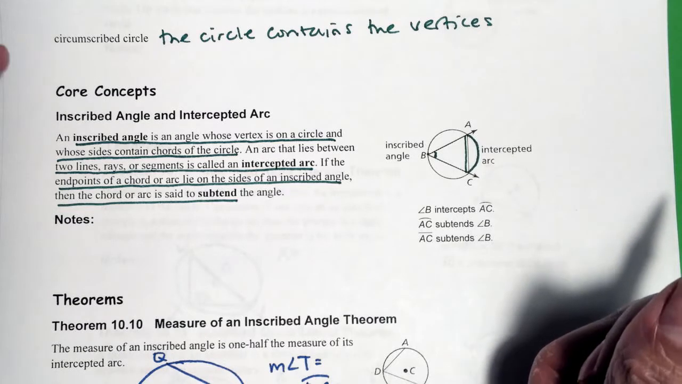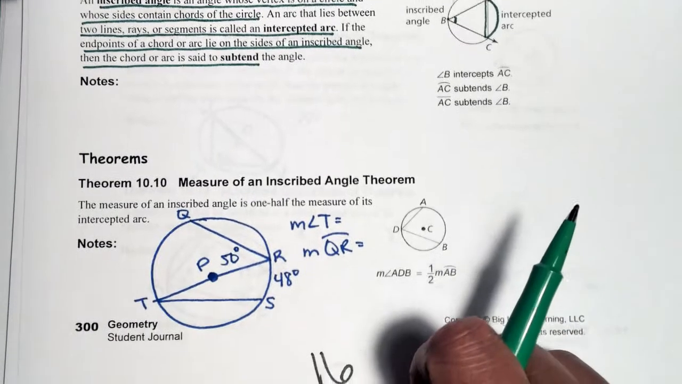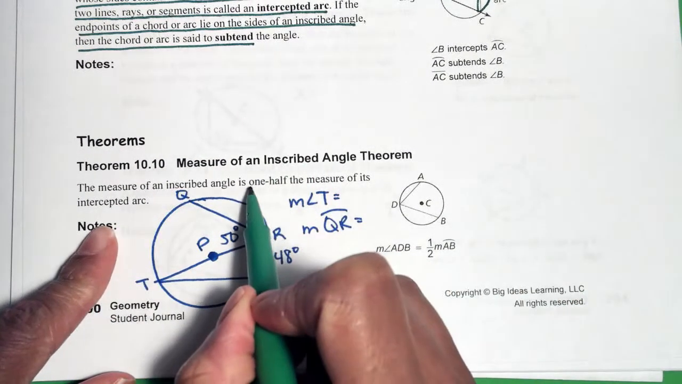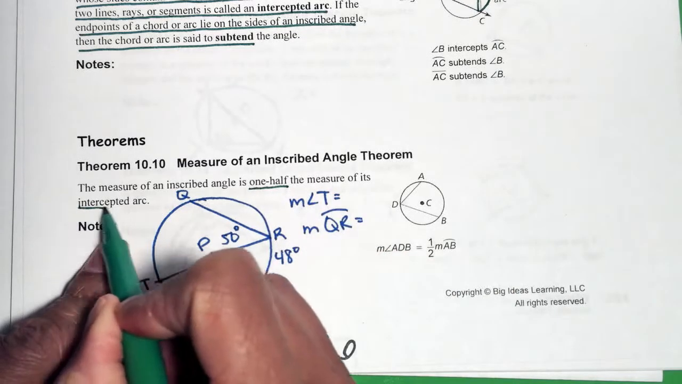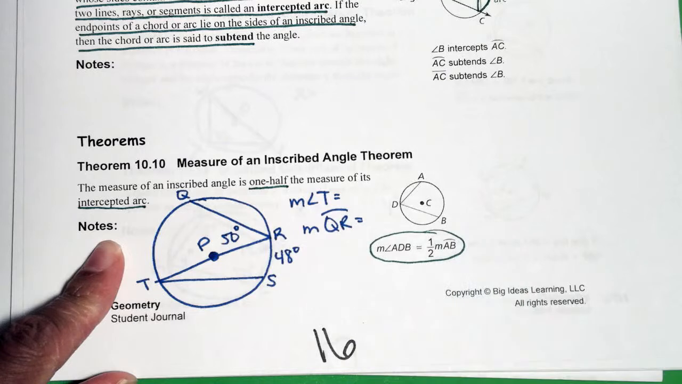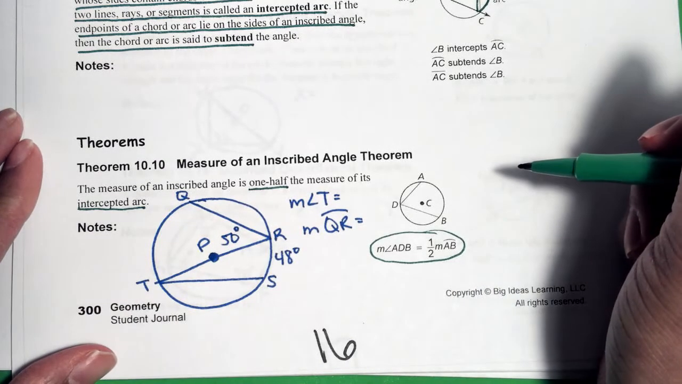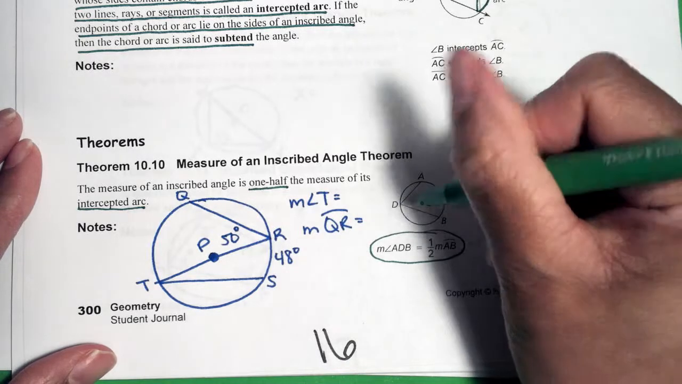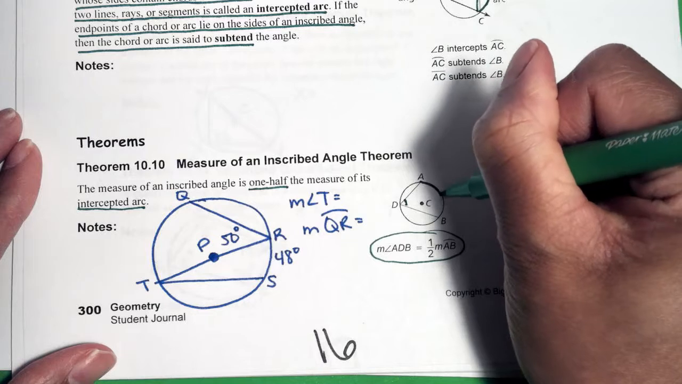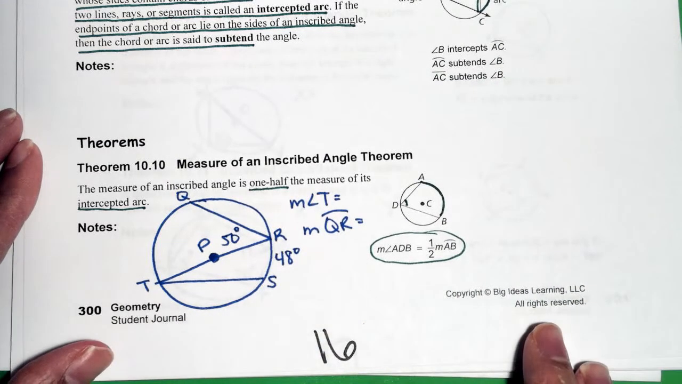And so our first theorem of the section is 10.10, the measure of an inscribed angle theorem. The measure of an inscribed angle is 1/2 the measure of its intercepted arc. And this formula here is going to help you understand that concept. So if we were trying to find angle ADB, this angle here, then we need to take half of our arc AB. And I have a couple of examples here that we're going to use.